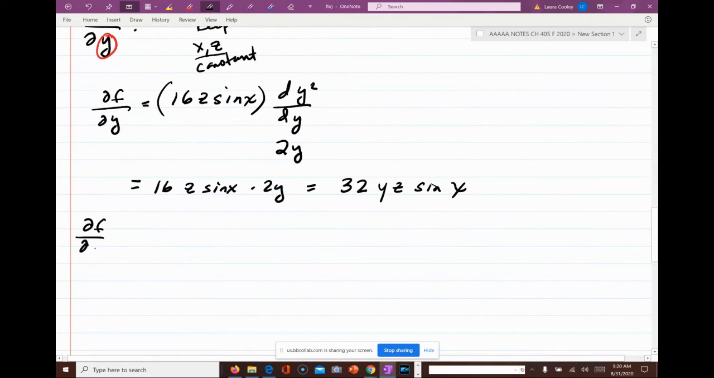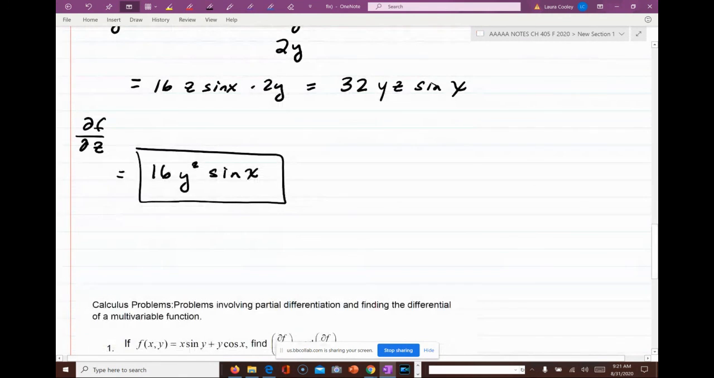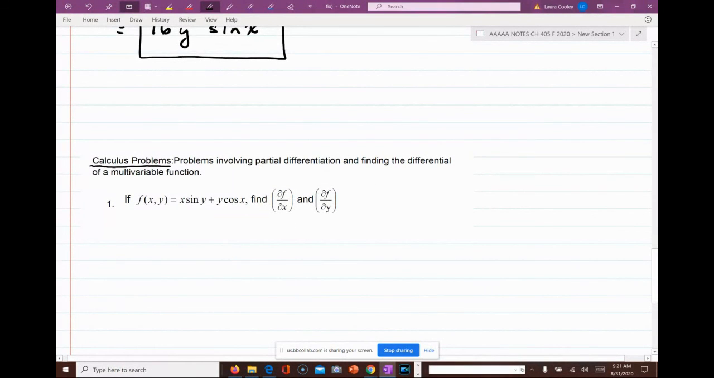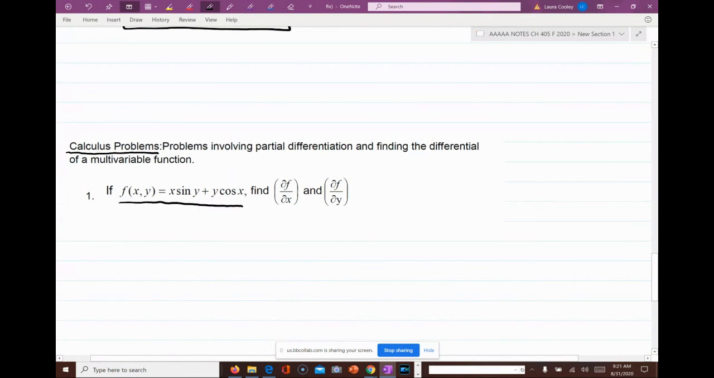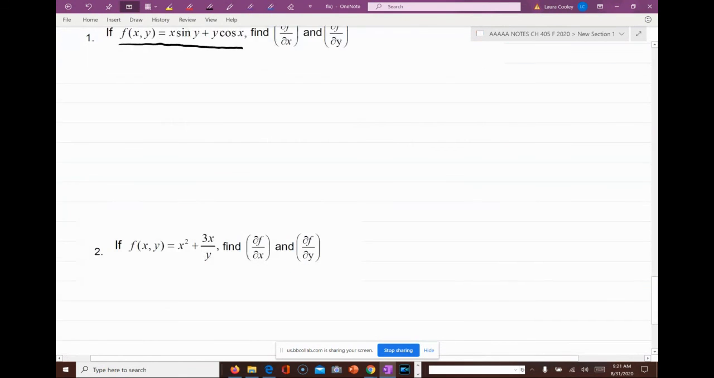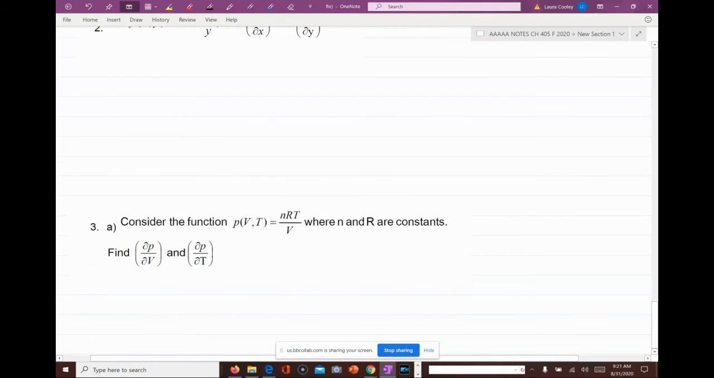So I hope that you can do this, df/dz. You should be able to figure out that this comes out to 16 y squared sine x, okay? So I'd like you to show that as your practice. And once you're done with that, you should be able to do these calculus problems, okay? So here I have a function of x and y, and I'd like you to find the partial derivatives with respect to x and y. Then I have another example. So this is a sheet that's posted on Blackboard. You should be able to get it.